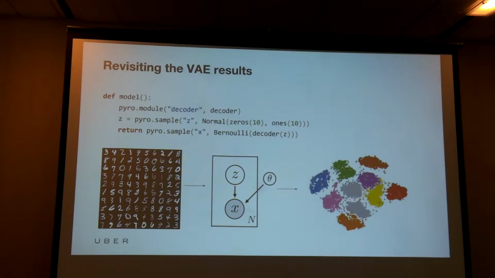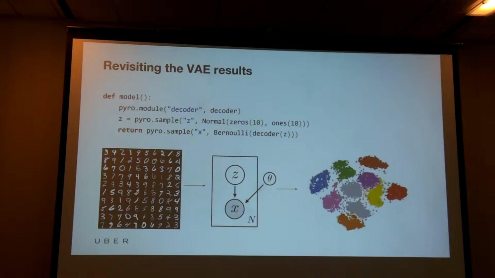Just to recall the model briefly, there's a neural network decoder. We sample an independent latent code and feed that through a neural network, and finally sample a data distribution, in this case a Boolean distribution over the pixels. And remember what that produced. So we fed in this data, learned this model, which is here described by its graphical model. And we visualize these results.